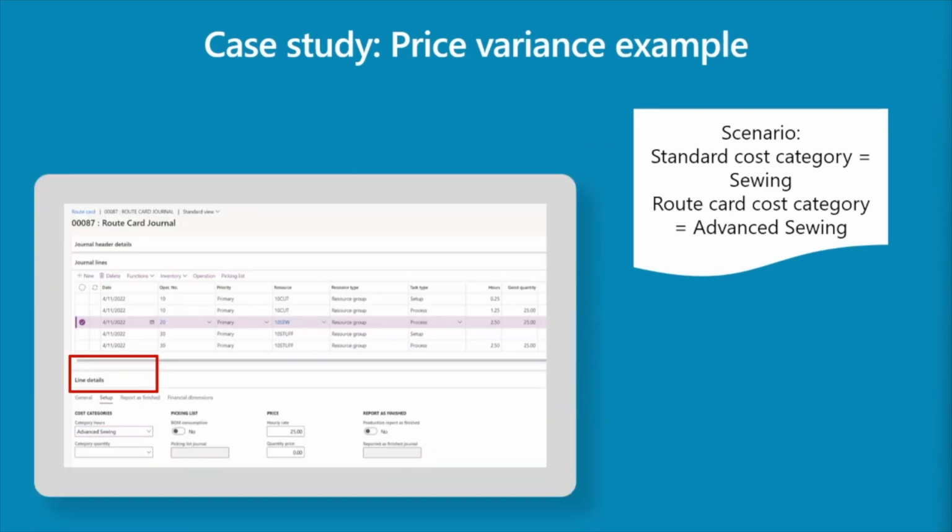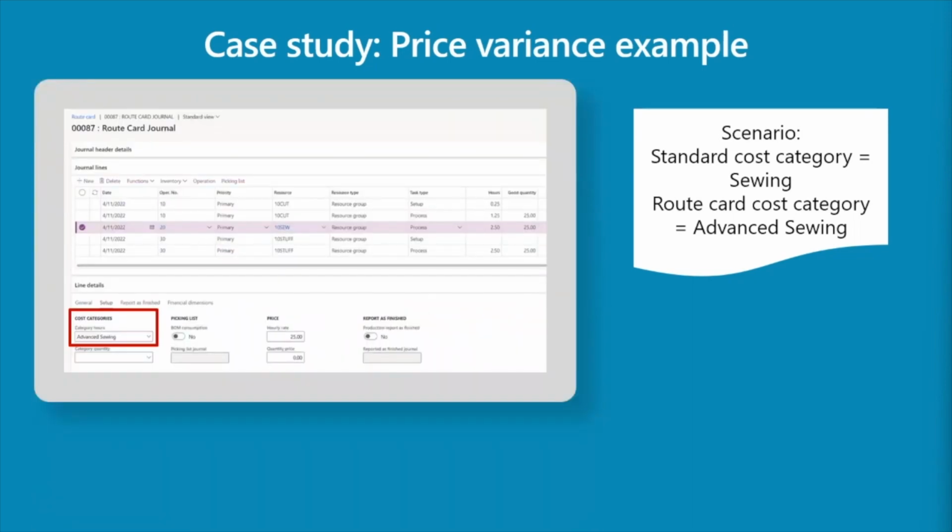So here you can see the route card journal for the production order. We have manually changed the cost category for the category hours to advanced sewing on the sewing operation.